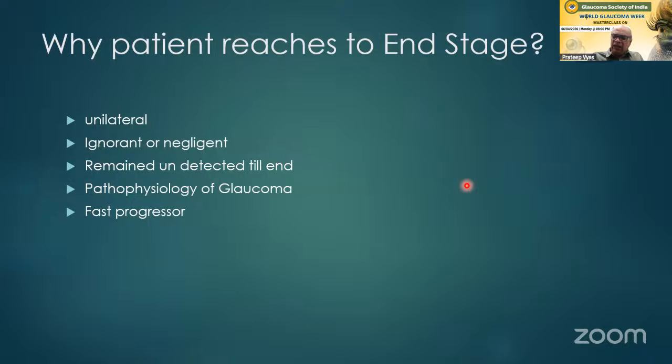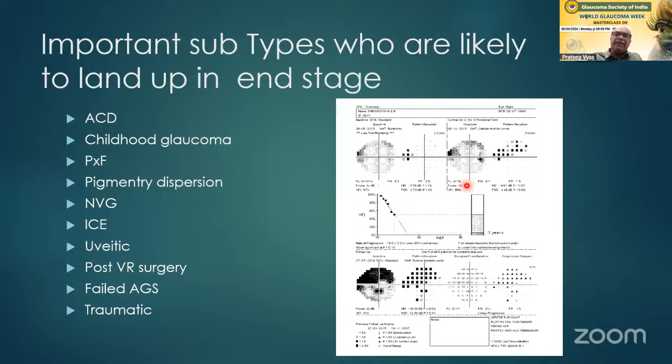Sometimes the pathophysiology of the glaucoma is a contributory factor, where the glaucoma progresses very fast. Like you can see in this patient, because this patient was under close follow-up, we could pick it up. Otherwise, if the patient is a little ignorant and has not reached their ophthalmologist, then the progress is very fast to end-stage glaucoma.